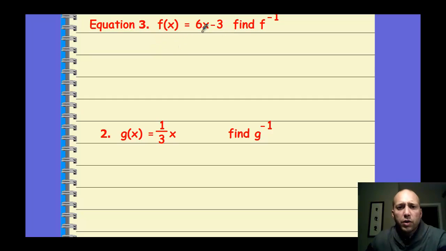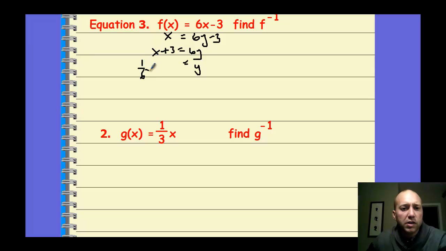So equations here, we can find the inverse here, another example. So we switch x and y, and then we solve for y. So x plus 3 equals 6y, and then y is going to be 6x plus 1/2. And we could write that as the inverse of f is 6x plus 1/2.